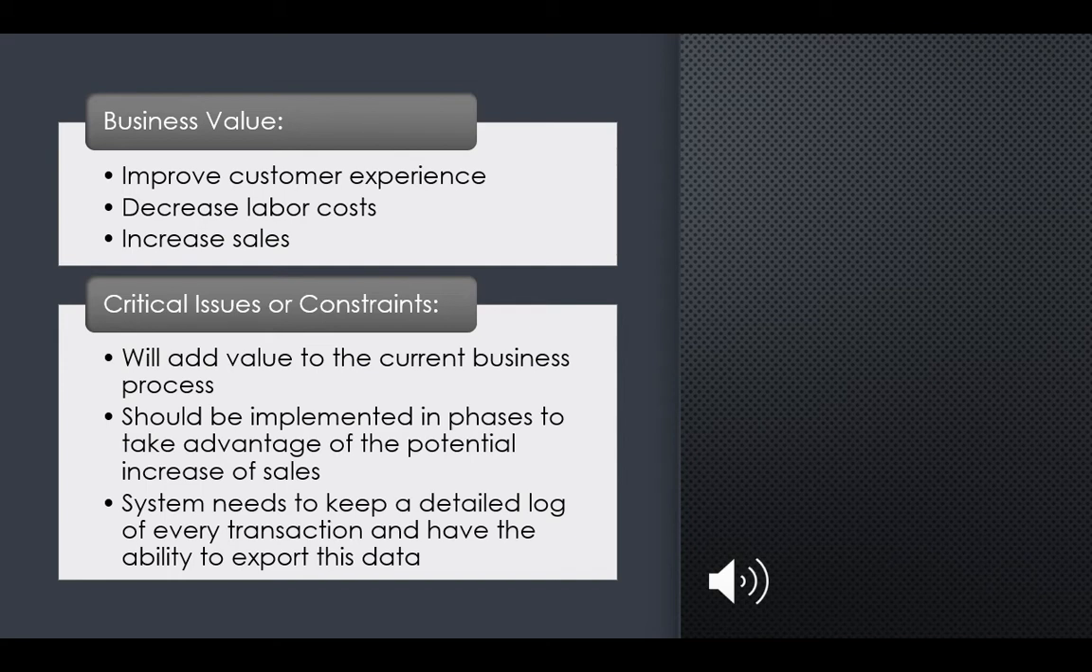Second, the system should be implemented in phases. This is to take advantage of the potential increase of sales by implementing the inventory search capabilities portion first. This provides the salespeople with helpful tools, and once the customer database portion is implemented, the salespeople will have the ability to link both databases and continue expanding.